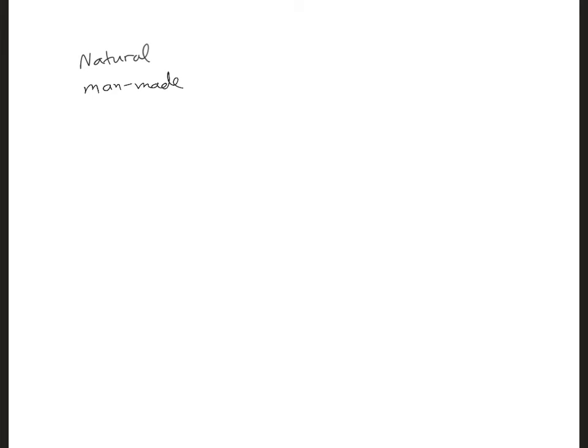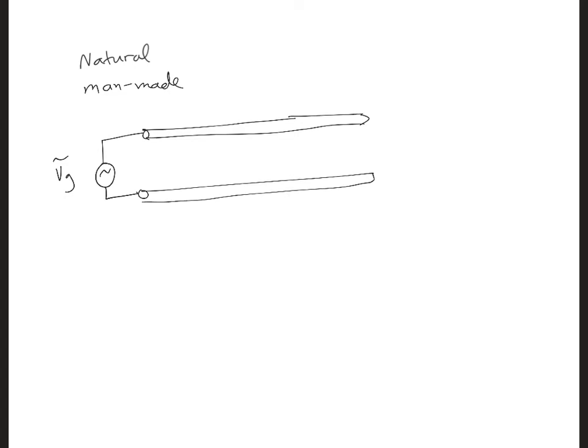Consider a transmission line excited by a sinusoidal source, VG, and terminated by a matched load. So here's our transmission line, and I'm going to give it a matched load, ZL equals Z naught. And of course, the matched load makes it so that there are no reflections from the end.